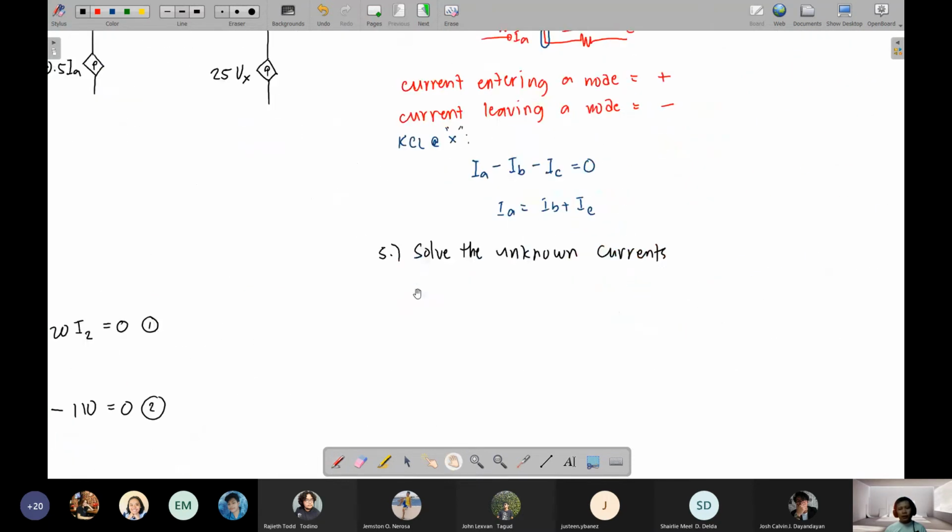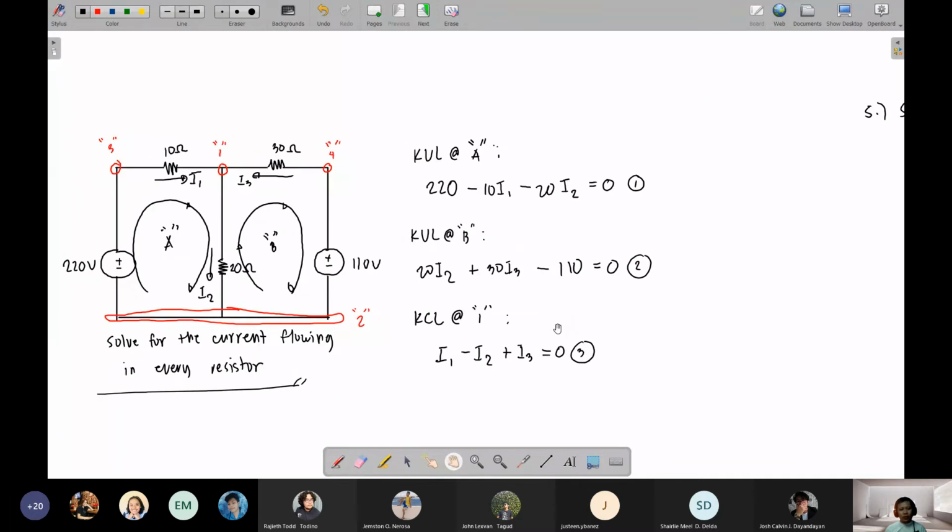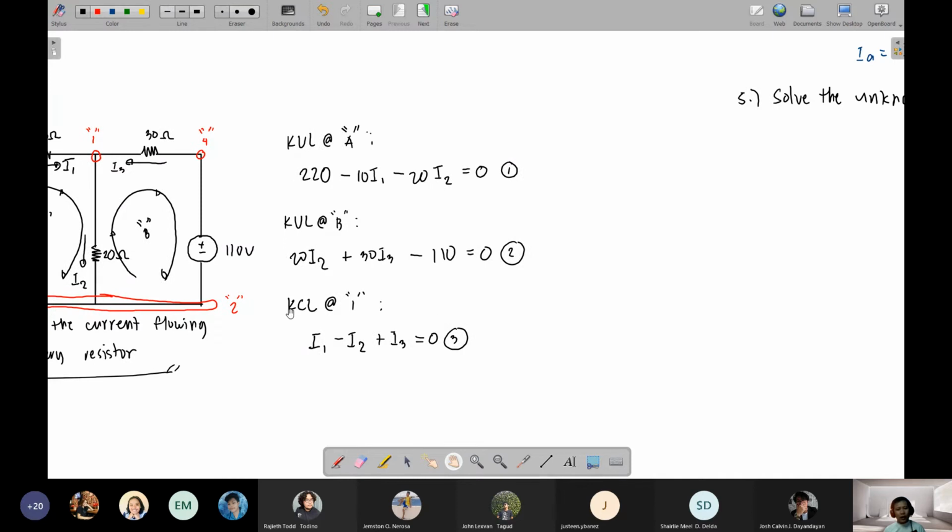Then step 5, solve the unknown currents, which, coincidentally, is what we're looking for. Solve for the current flowing in every resistor. The current flowing in every resistor is I1, I2, and I3. Okay, so let's solve. For this one, it's just algebra. So recall your algebra. Okay, how to solve this one? You can use either the substitution method or the elimination method. Okay, for me, I will use the substitution method.